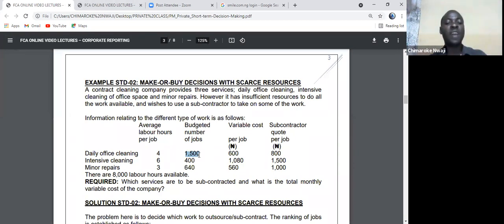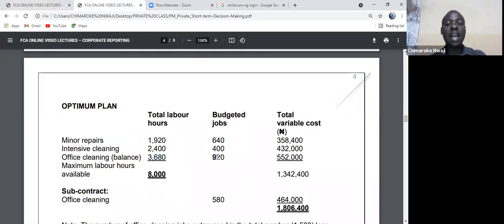So out of this 1,500, you are taking 920. And what that means is that if you take 920, the remainder from 1.5 is going to be 580. So 580 will be what you are subcontracting. You are doing 920 yourself and you are subcontracting 580. The extra cost to you is 50 naira.